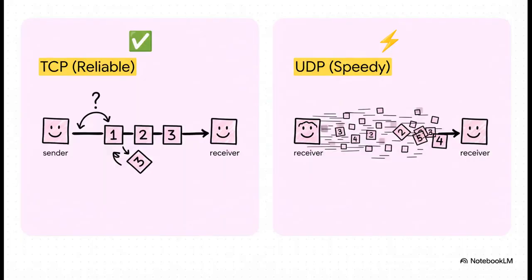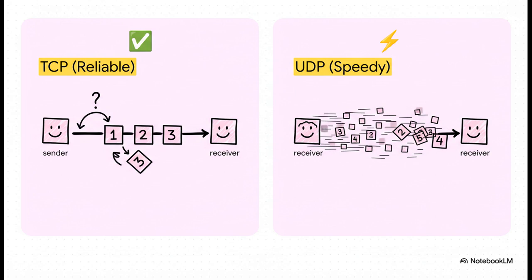First, you've got TCP, the Transmission Control Protocol. Think of this as the super reliable messenger. It's like sending certified mail. It sets up a formal connection, it numbers every single packet to make sure they arrive in order, and if anything gets lost, it asks for it to be resent.